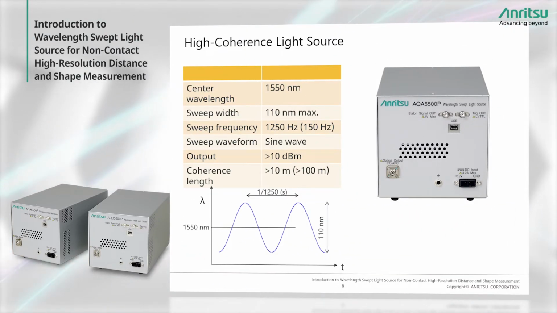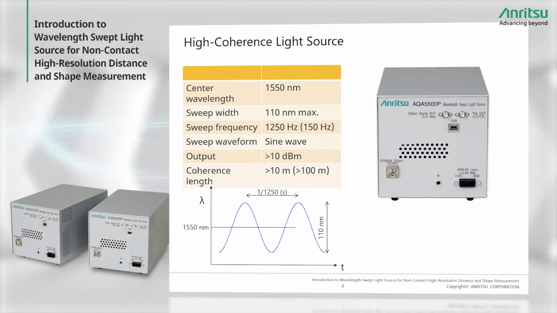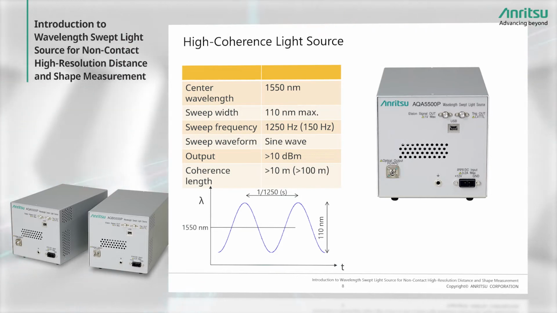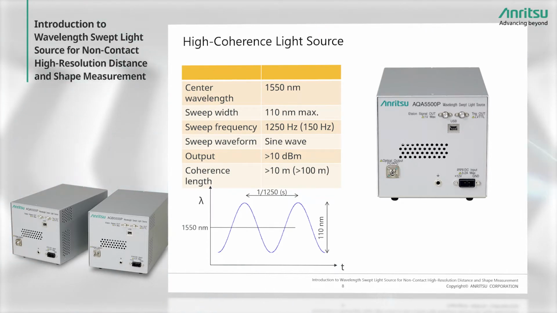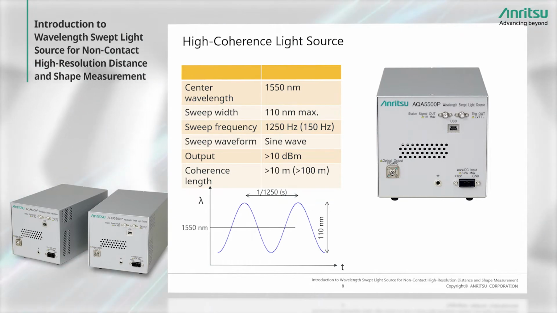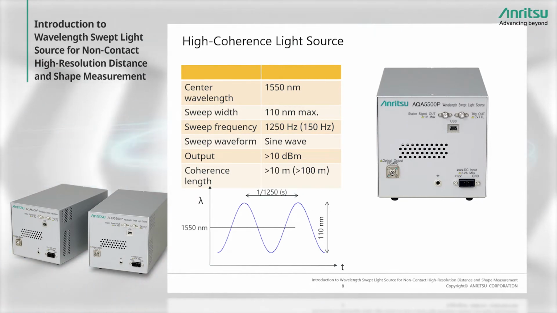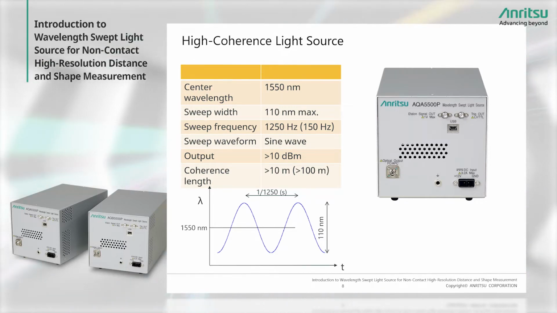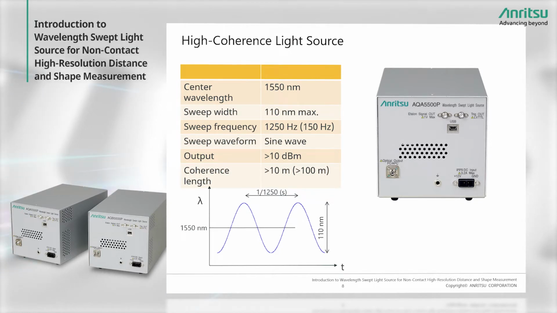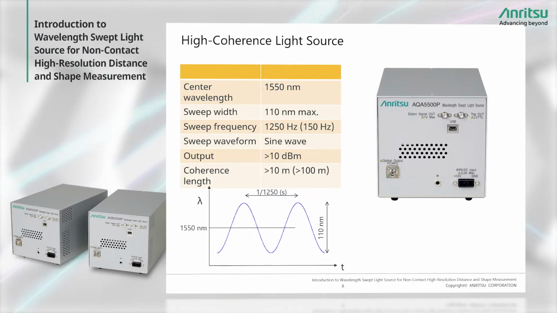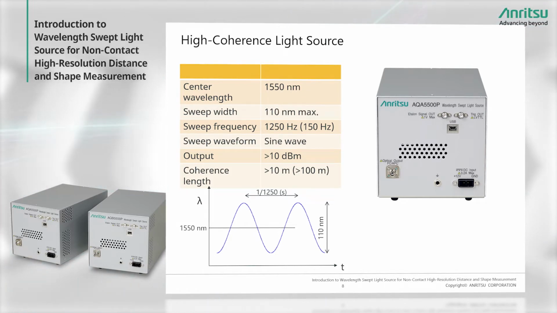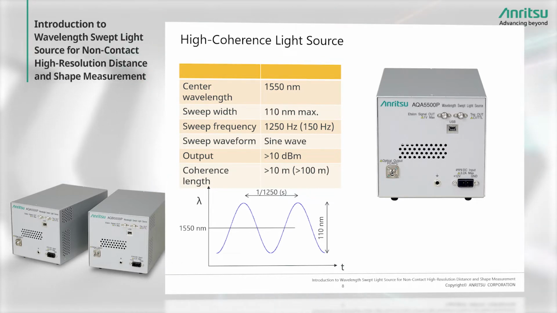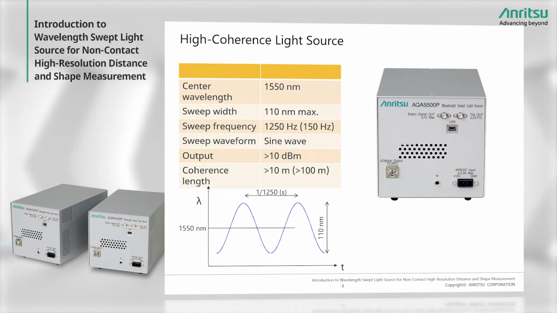This is the high-coherence wavelength swept light source that we have developed, and is released on July 1, 2021. It has a center wavelength of 1550 nanometer, and a maximum sweep width of 110 nanometer. There are two models with different sweep frequencies of 1250 Hz and 150 Hz. The sweep waveform is sinusoidally repeated from the short to long and long to short wavelength. The maximum output is better than 10 dBm, and the coherence length of the high-speed 1250 Hz model is longer than 10 meter. The slower speed 150 Hz version has a coherence length of longer than 100 meter.